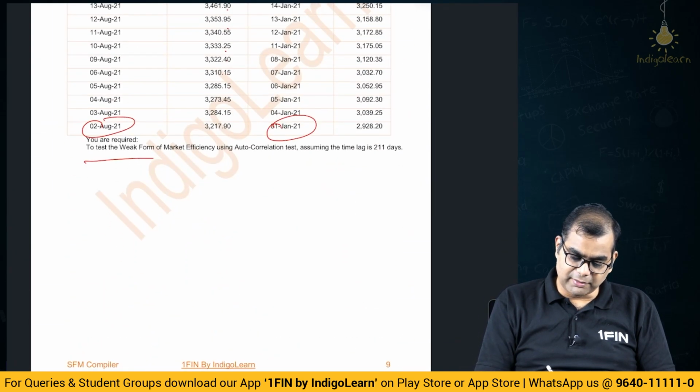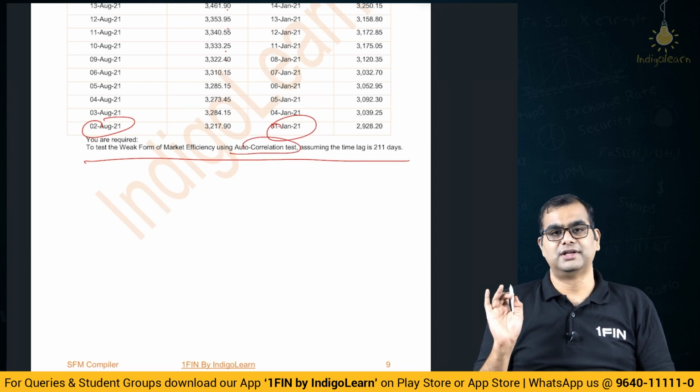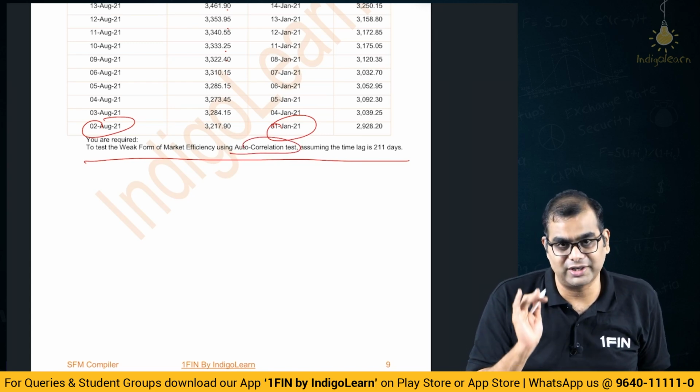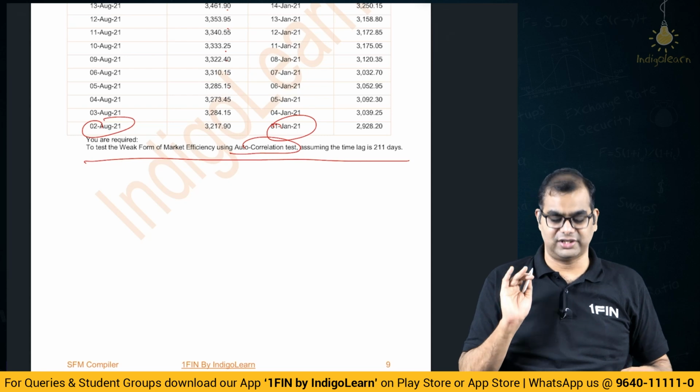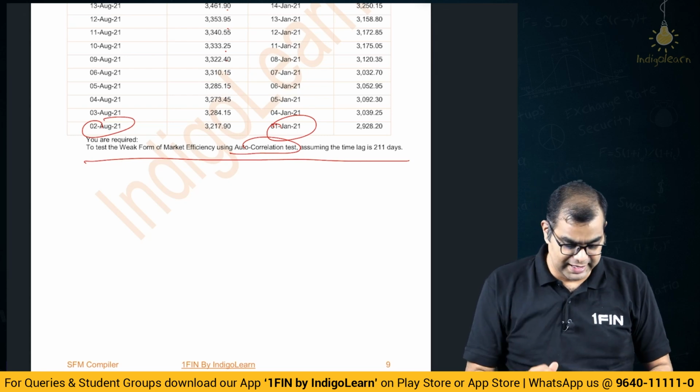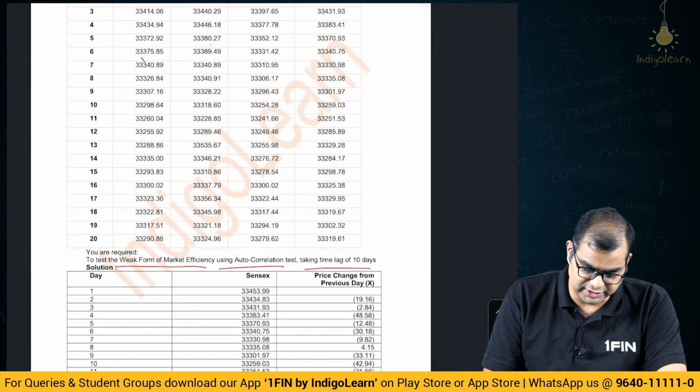You test the weak form of market efficiency using autocorrelation. That's all. This is a very dirty problem, honestly. That is why you should do this on Excel or something rather than doing it with pen and paper. Now, let us look at that other question, serial correlation, autocorrelation.